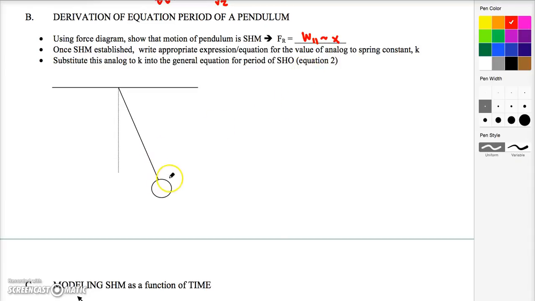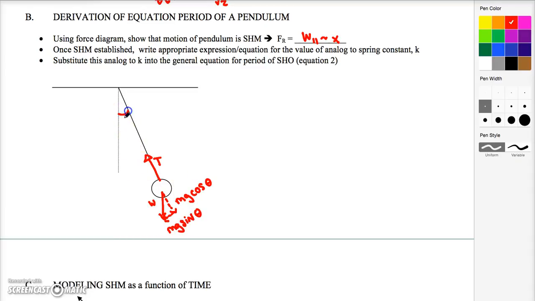Okay, so let's draw a free body diagram here. We have the tension force going up. We have the force of gravity, or the weight, going down. And we can break that weight up into the perpendicular component, which is mg cosine theta, and then the parallel component, which is mg sine theta.